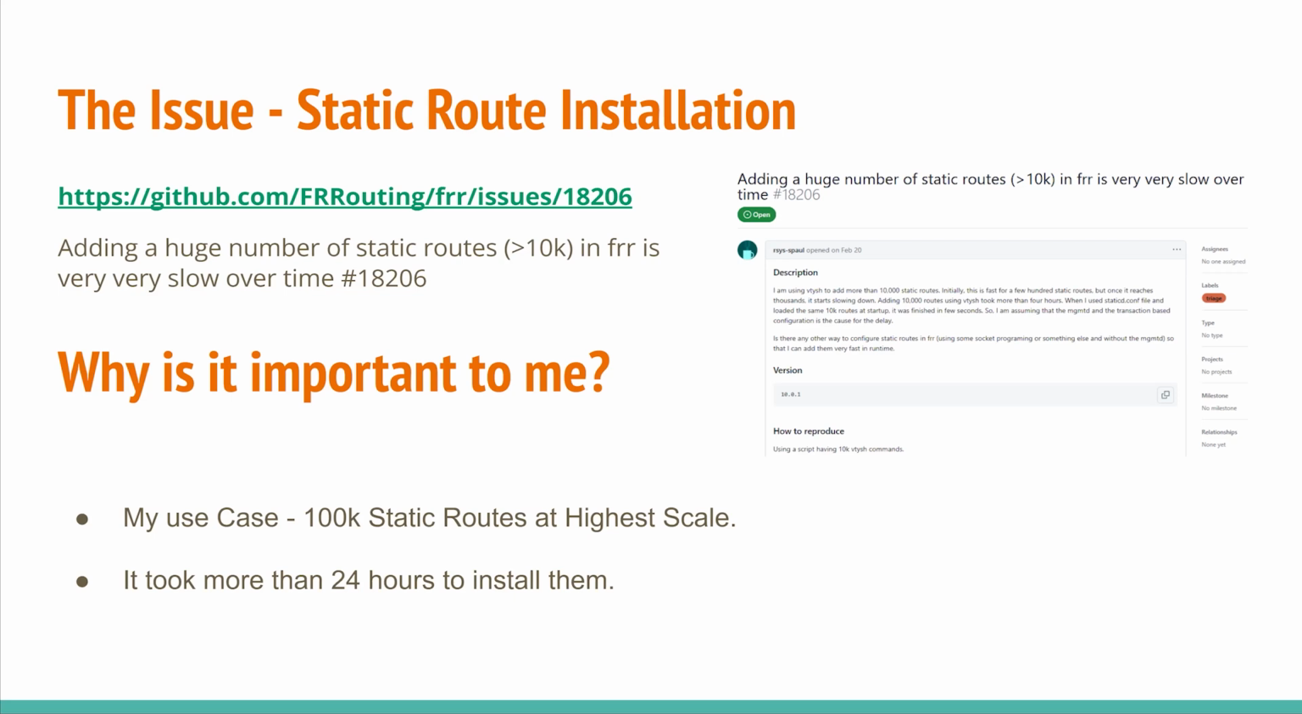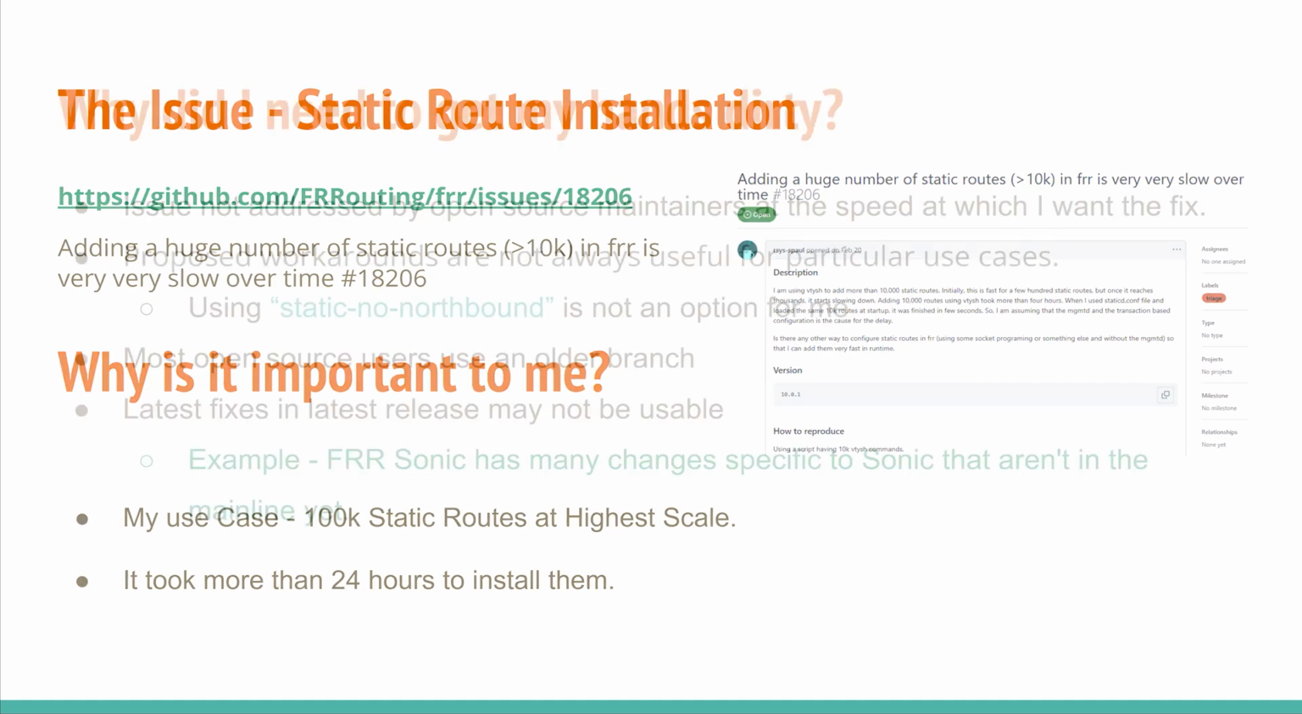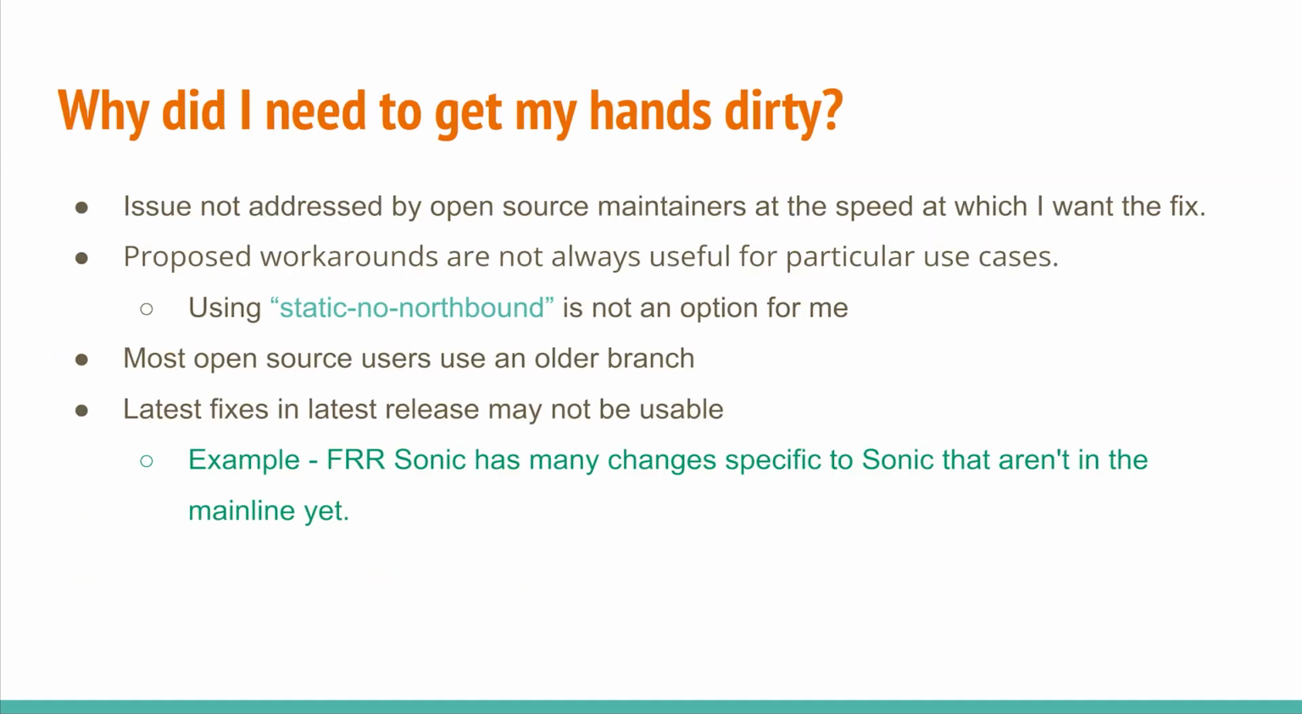So when I did a background search, I was able to find this ticket, which talks about 10K routes in FRR being very, very slow over time, right? So initially it is fast, and later on it becomes slow. Then when I researched it, I saw that the bug was still in open state, and I felt that if it is open, then it is my chance to work on it. So then I looked at what comments were available on the ticket.